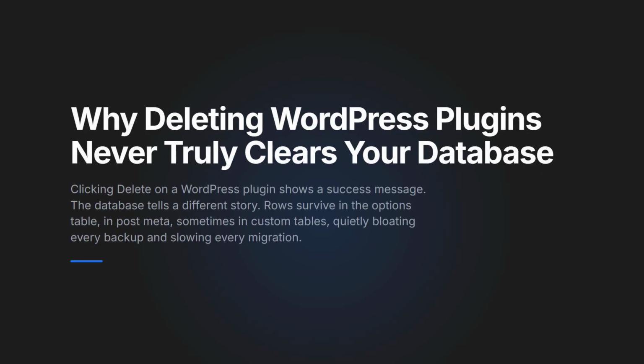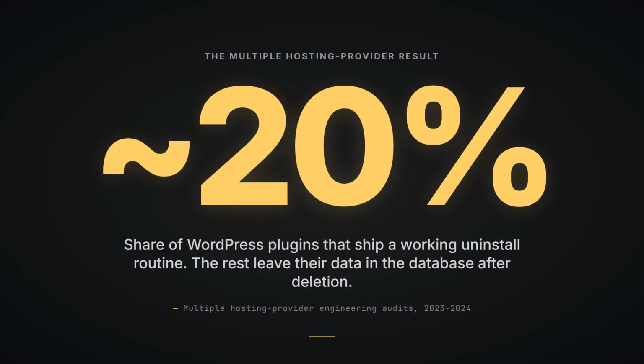Clicking delete on a WordPress plugin shows a green success message. The database tells a different story. Rows for that plugin are still sitting in the options table, in the post meta table, sometimes in custom tables nobody remembers creating. So where does that data live, and why did it survive the click that was supposed to remove it? Here is the number that frames the whole problem.